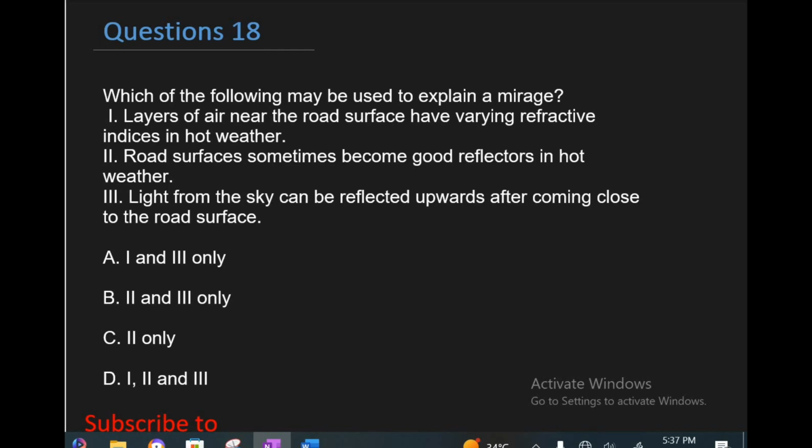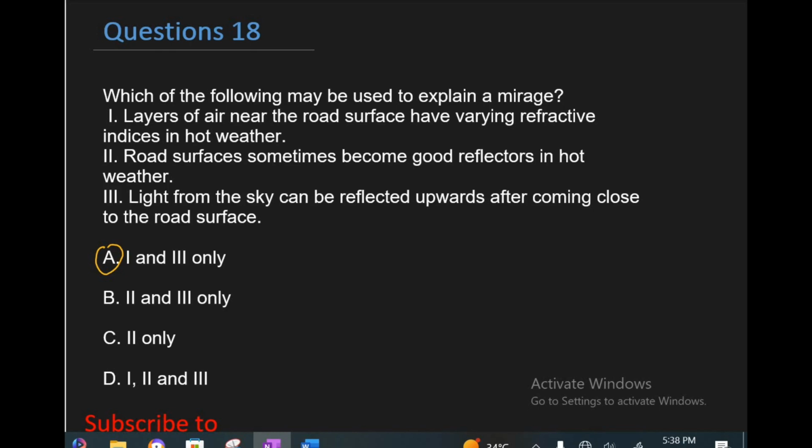Option A, 1 and 3 only. Option B, 2 and 3 only. Option C, 2 only. Option D, 1, 2 and 3. Okay, so for question 18, the correct answer is A, 1 and 3. Talking about mirage, layers of air near the road surface have varying refractive index in hot weather, and also the light from the sky can be reflected upwards after coming close to the road surface. So the right answer is A.